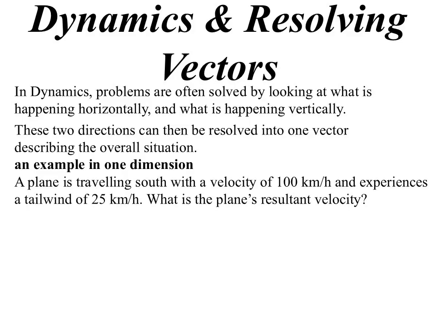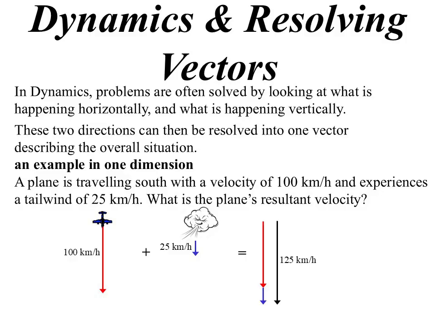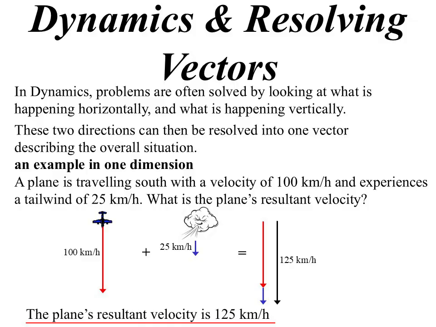Here's a very simple example to give you an idea of what's going on. We've got a plane travelling south with a velocity of 100 kilometres per hour. It's got a tailwind of 25 kilometres per hour. What's the plane's resultant velocity? There's our plane, but then there's this wind blowing at 25 kilometres per hour. The plane still says I'm going at 100 kilometres per hour, but to someone on the ground looking at it, it looks like they're going 125 kilometres per hour. That's the result of the two speeds.